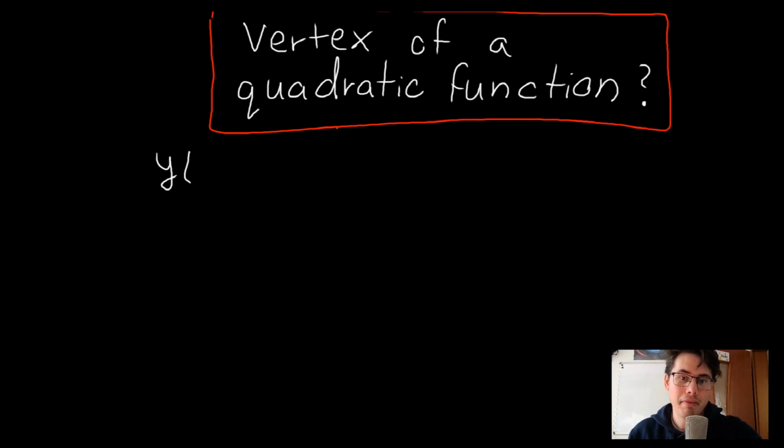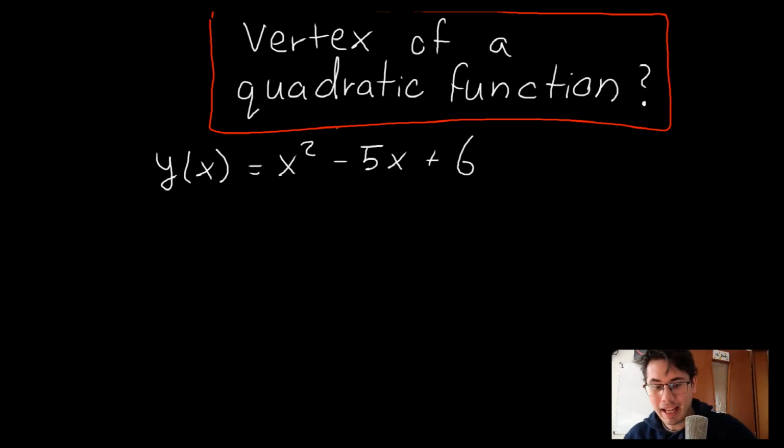Let's say that we have still x squared minus 5x plus 6. Okay, and again, our ABCs: our A is 1, our B is minus 5, our C is 6.